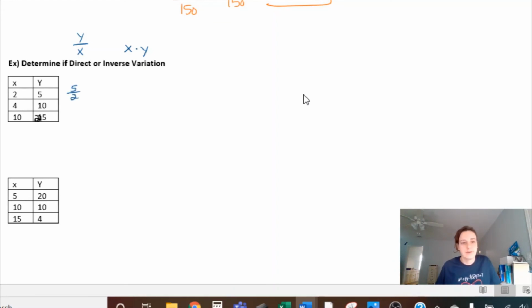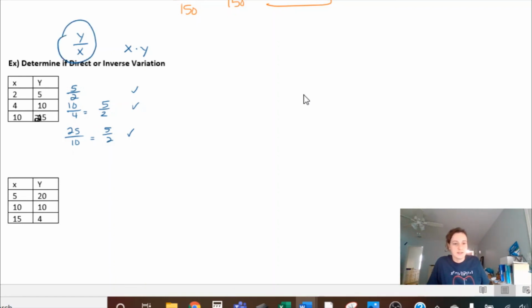It's already simplified, can't do much else. How about the next row, 10 over 4. I can simplify that to be 5 over 2. So far I'm looking pretty good. These are the same. And then the last one, 25 over 10, divide by 5 on the top and the bottom, you also have 5 over 2. So since I have 5 over 2, using this ratio of direct variation, this first one represents direct variation because they all have this ratio of y over x that is the same, okay?